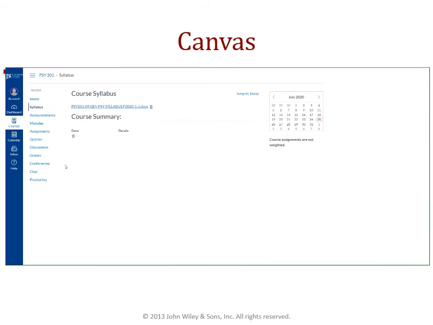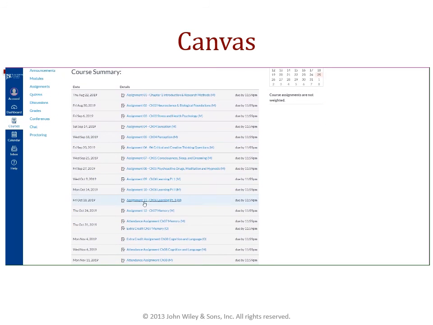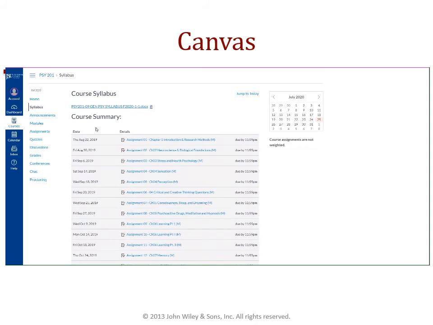If you click on syllabus, you'll notice that all the assignments that are there will be listed, as well as other information. These are older dates, but as you can see, this is what you'll be looking at. Again, I'm using a sample, so dates will be a little off on here.